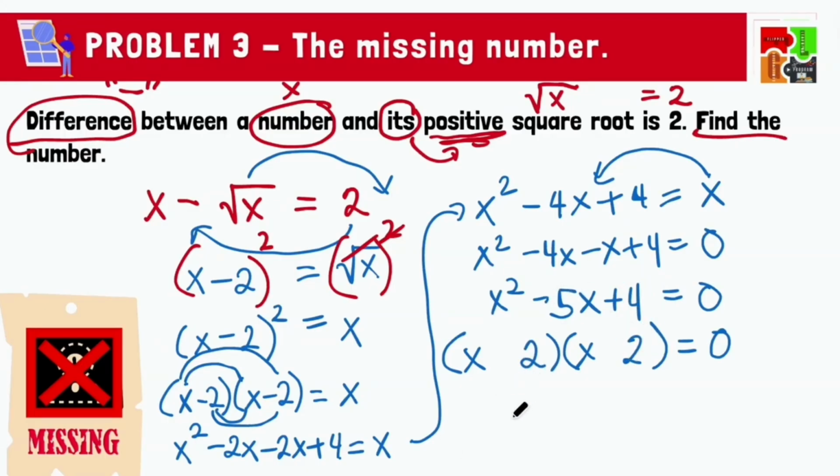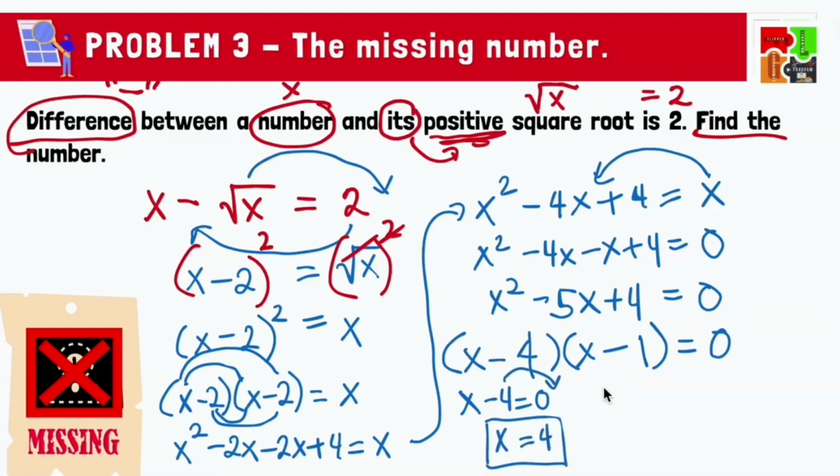But the thing, it's not 2 and 2. It's what we call 4 and 1. Not just 4 and 1, but negative 4 and negative 1. Again, negative 4 times negative 1, that is positive 4. Negative 4 plus negative 1, that is negative 5. Okay? Then finally, the two factors are x minus 4 equals 0. X would be, when you transfer this one, positive 4. Again, the next one would be x minus 1 equals 0. When you transfer this one, that is going to be x equals positive 1.